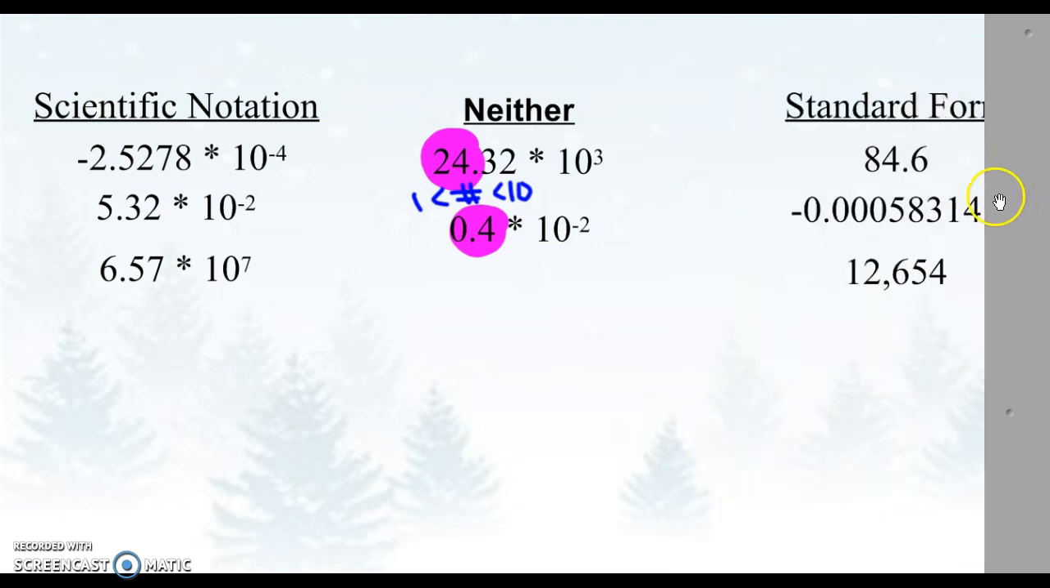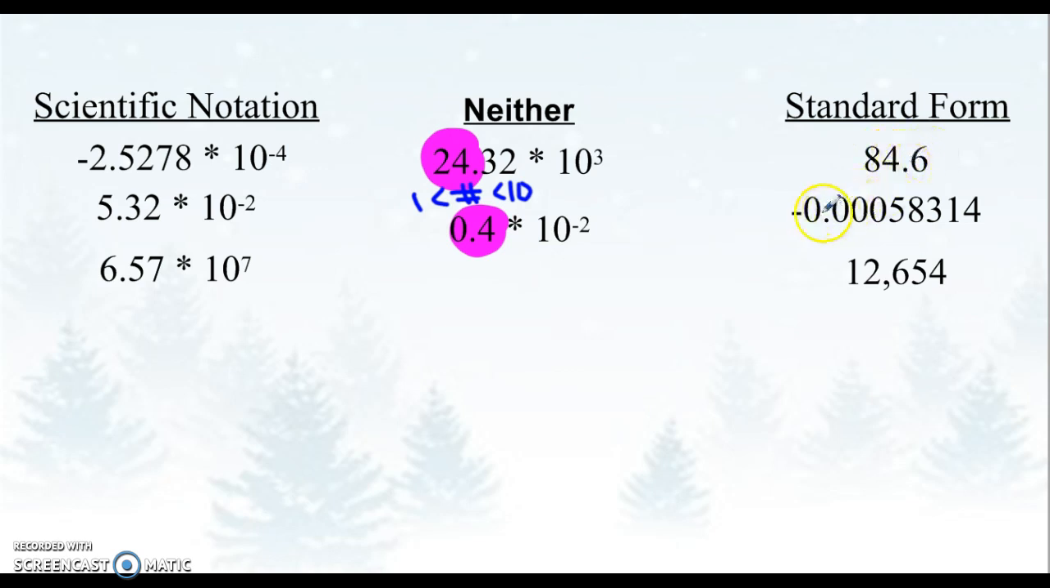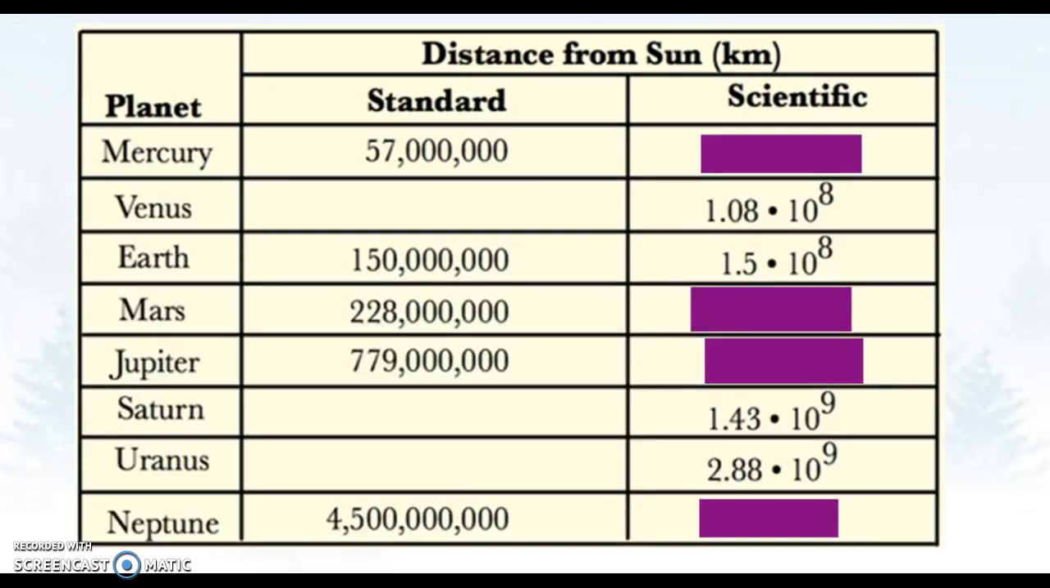And then our leftovers, here's what's in standard form. 84.6, negative 0.00058314, and 12,654. So we're going to take a look at how to convert them from standard to scientific and scientific to standard. Now these are some examples that are all positive exponents on the base 10.